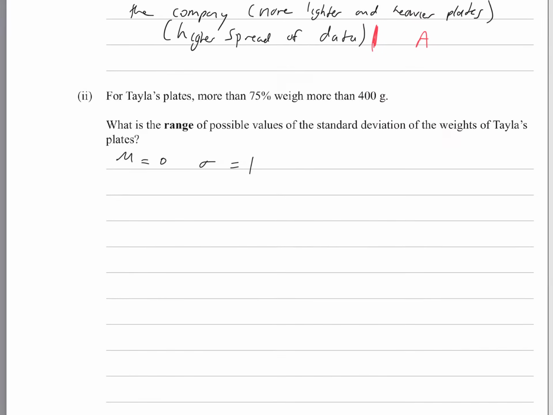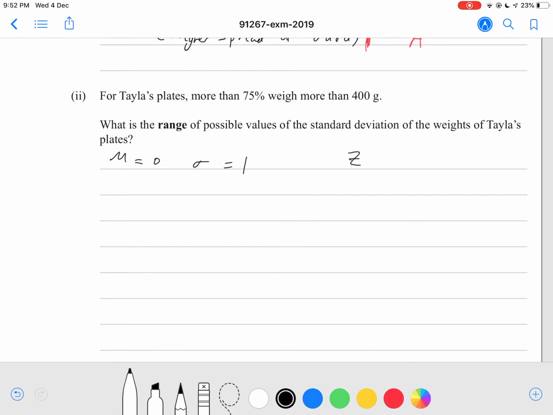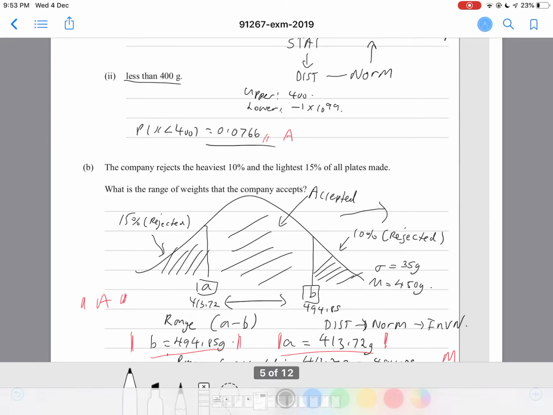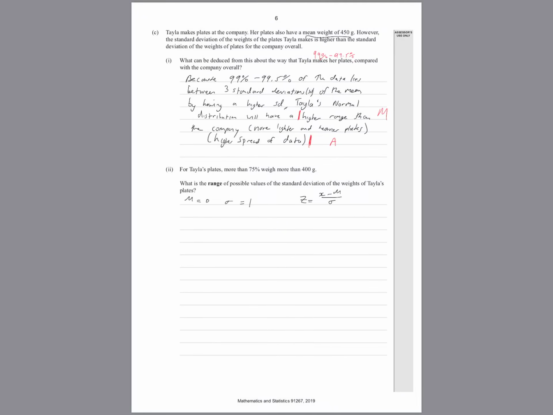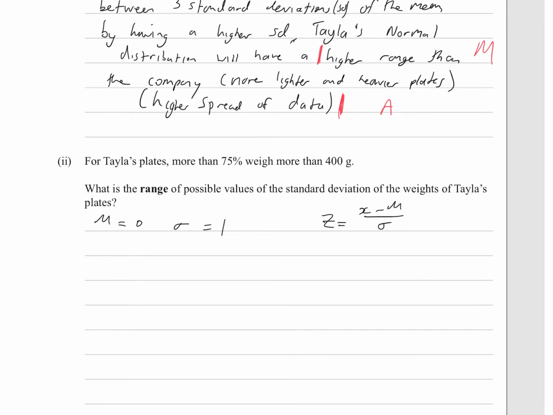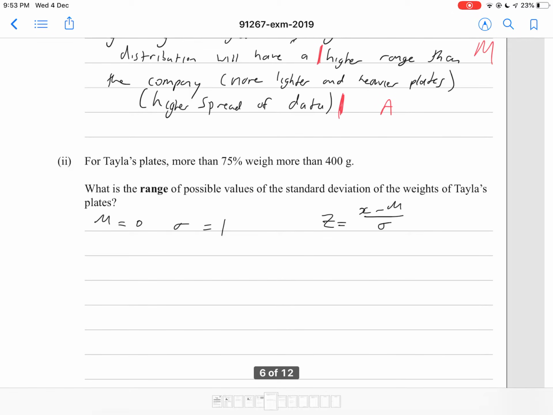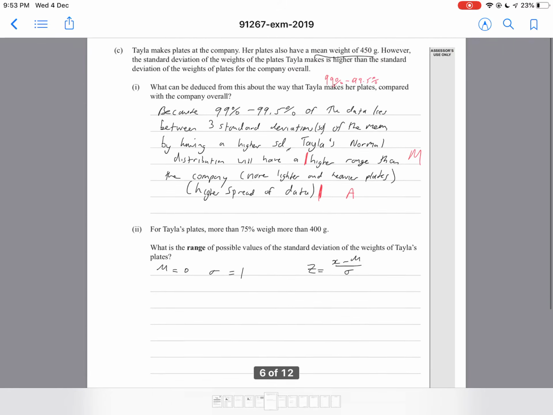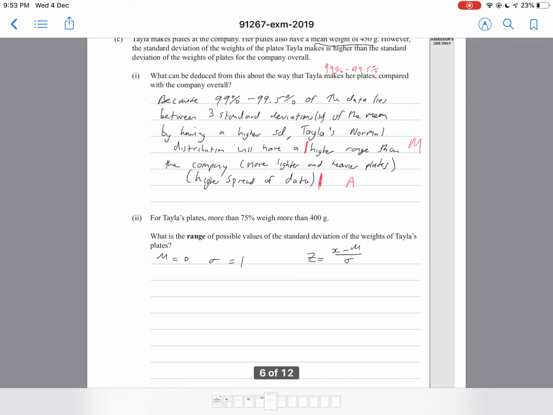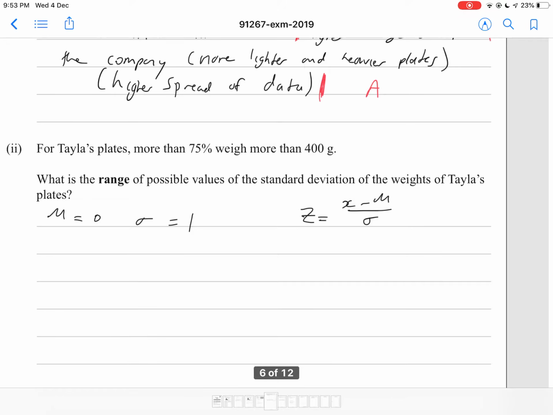The reason we want to do this is because we want to be able to use the formula z equals x minus the mean over the standard deviation. In the last question, we directly used the graph in the question. However, we have to convert to a standard normal for this question because we're not given the standard deviation. We have to find the standard deviation, which means that we cannot use our inverse. Our inverse requires us to enter a standard deviation. However, we do not have a standard deviation, which means we have to use this formula.